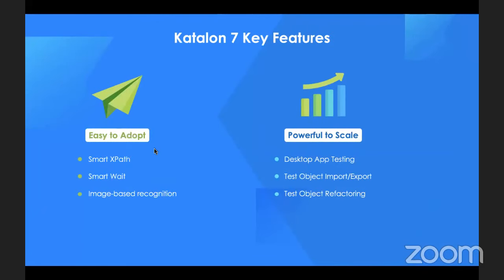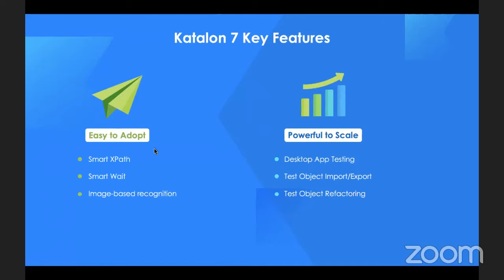So for Katalon 7, we have a lot of new features, but as I mentioned previously, since Katalon 7, we focus on building the solution for companies, for enterprise. The two key points that we mentioned, easy to adopt and powerful to scale, are really what we focus on to build the features.